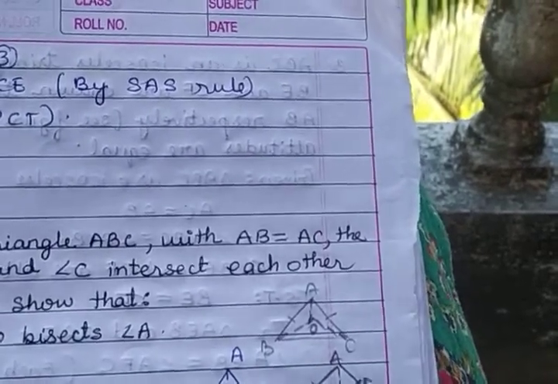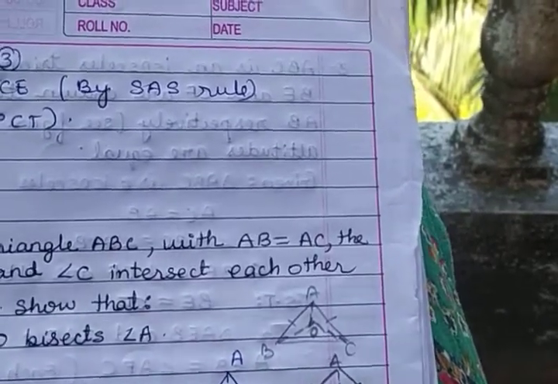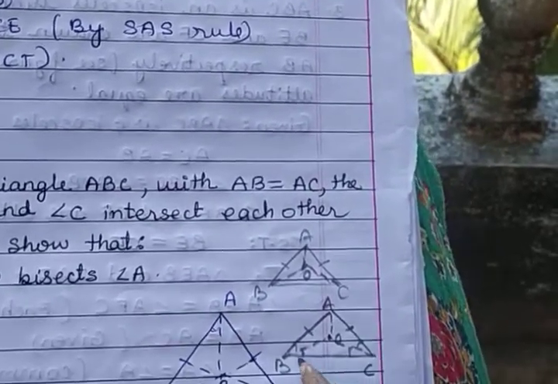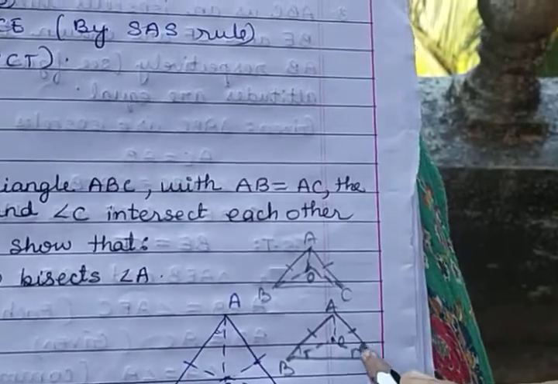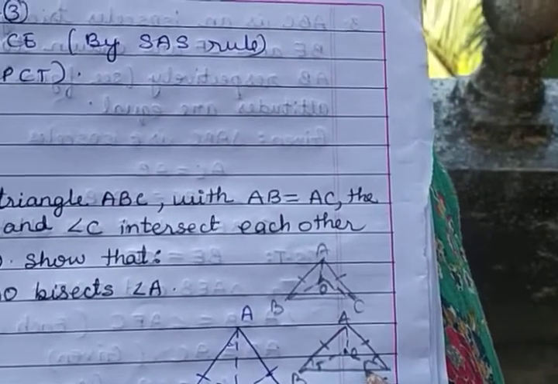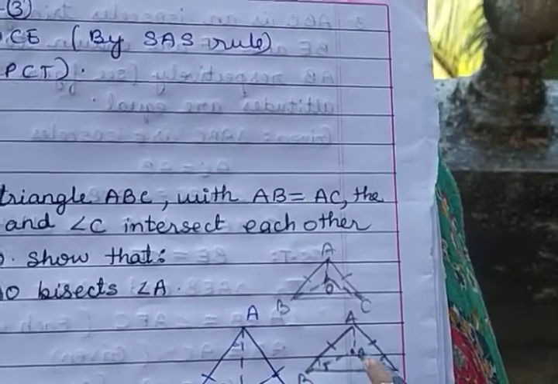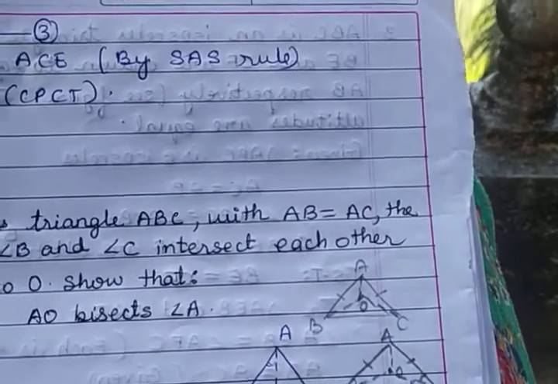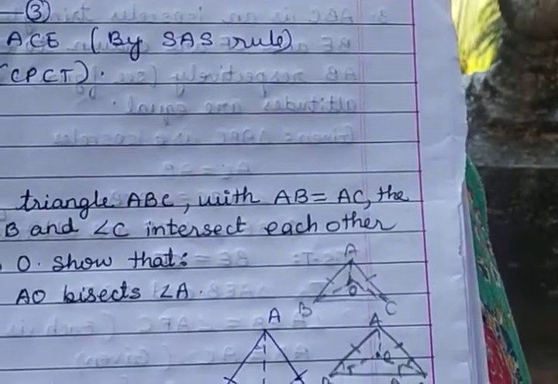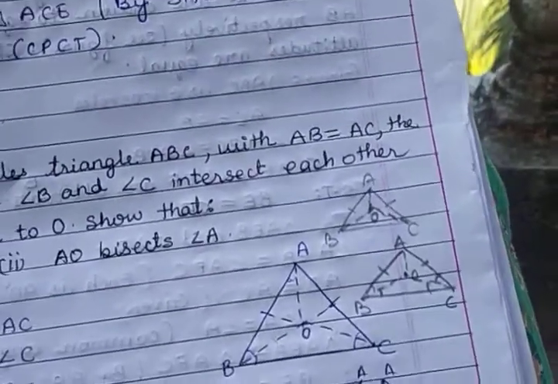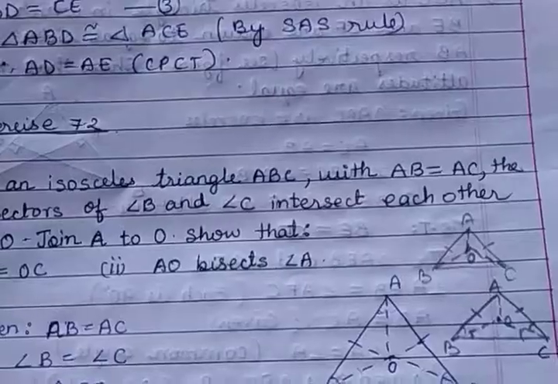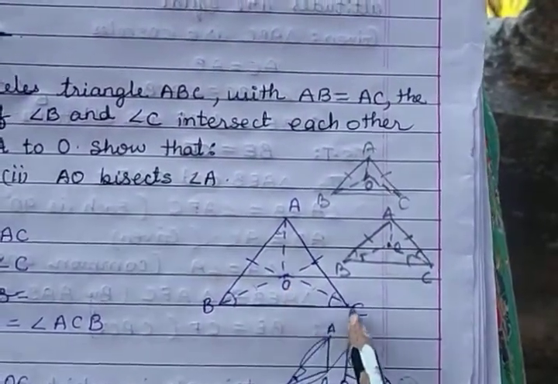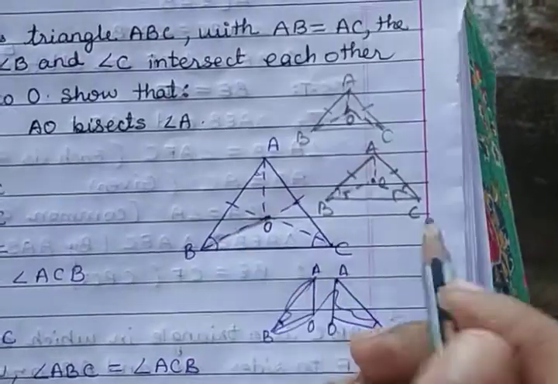This is equal to this, and this angle will be equal to this angle, and this angle will be equal to this angle, because it is an angle bisector. First we have to show that OB is equal to OC. To show that OB is equal to OC, you look at this particular triangle here below.